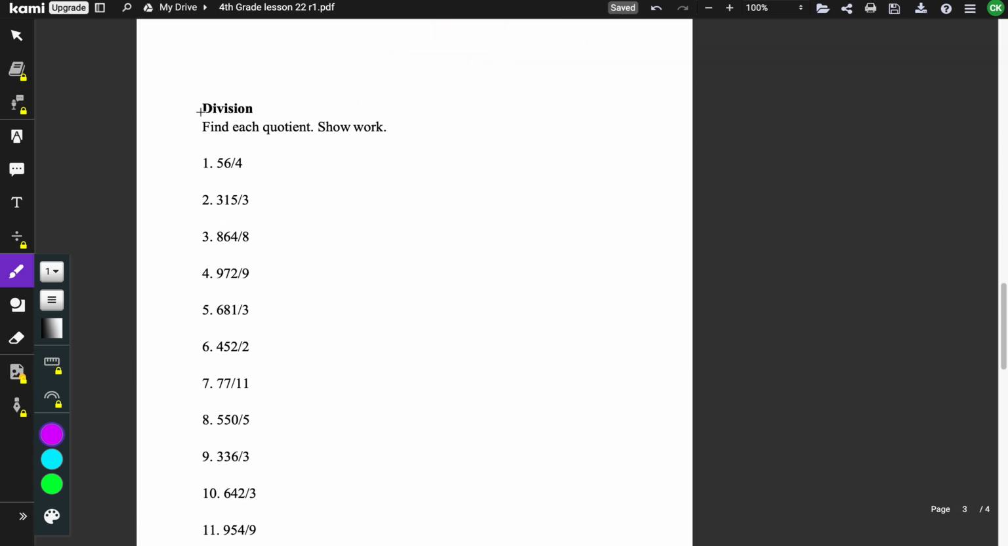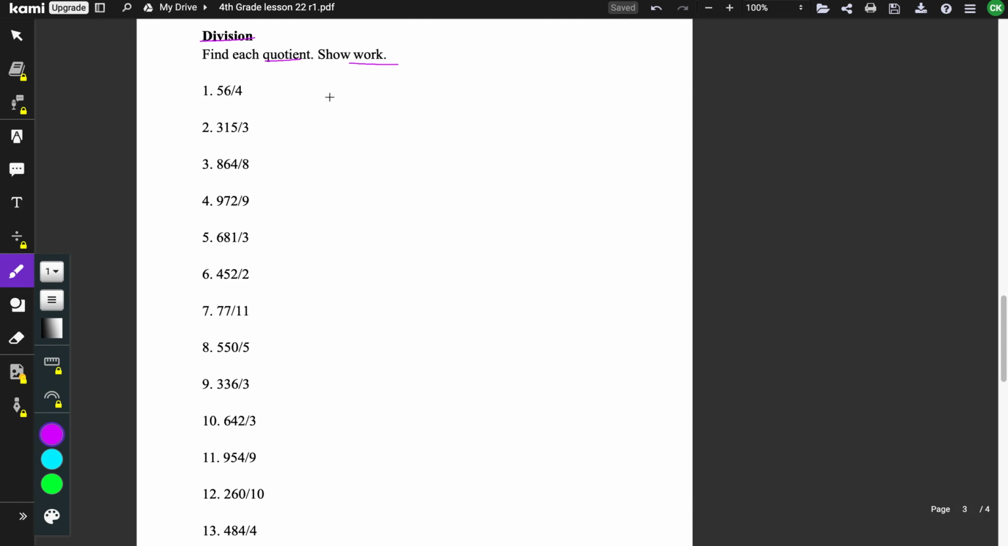Alright, now we're going to do some division. So we're going to find each quotient and show work. So to do this is 56 divided by 4. Let's just draw that out. Okay, let's do it a little bit better.